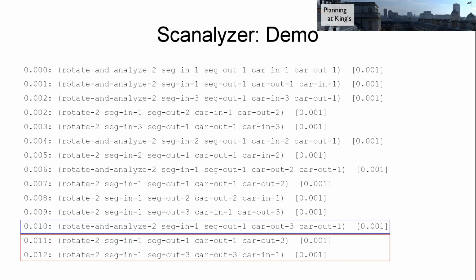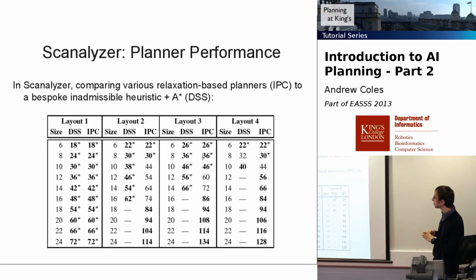Well, does this stuff actually work? Some people ask questions after the first tutorial about the performance of planners. So this is a table comparing various relaxation-based planners, so delete relaxation-based planners from the international planning competitions at IPC, and just comparing those to essentially a planning-like approach that had been written by hand.